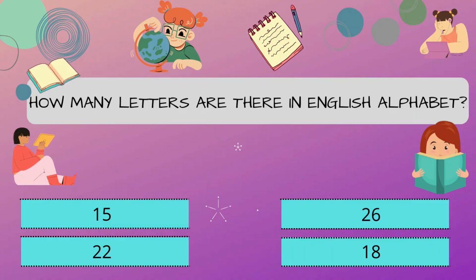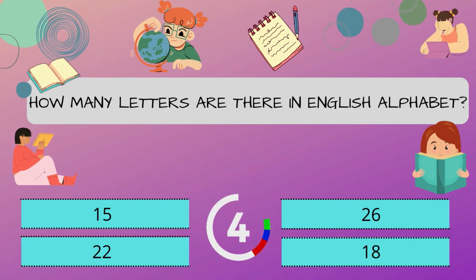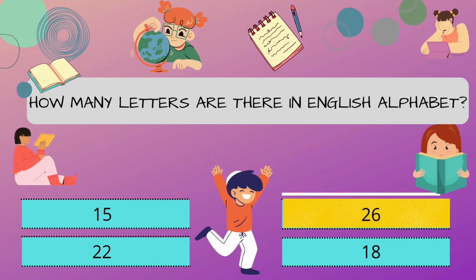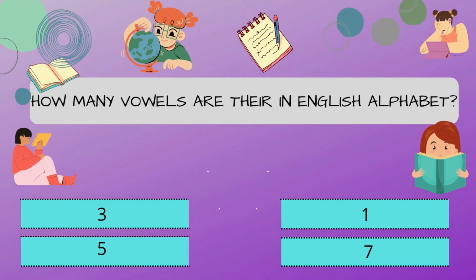First question is, how many letters are there in English alphabet? A 15, B 26, C 22, D 18. 5, 4, 3, 2, 1, 0. Answer is B 26.